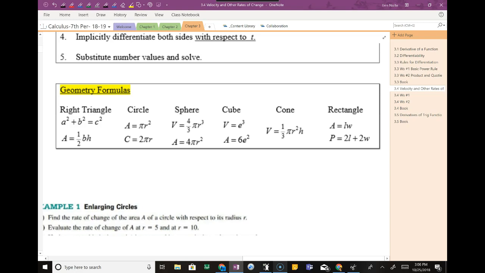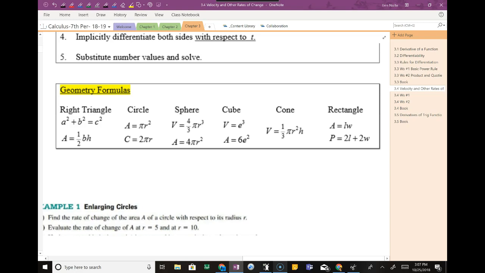Anybody know the stuff for a sphere? V is representing volume. The volume of a sphere is 4/3 pi r cubed. The surface area, where it says A, that is representing surface area, because you can't have an area of a three-dimensional shape. That's not a thing. So the surface area of a sphere is 4 pi r squared.